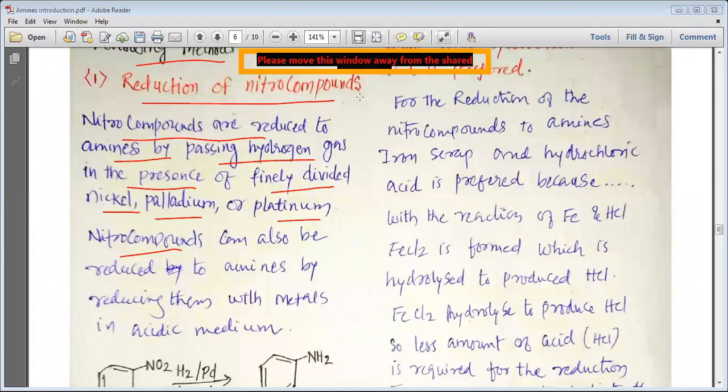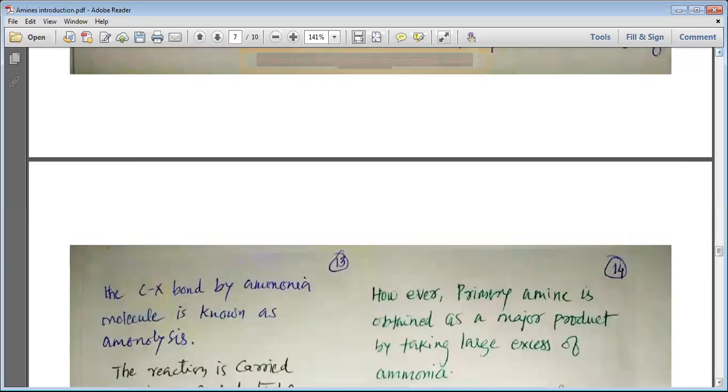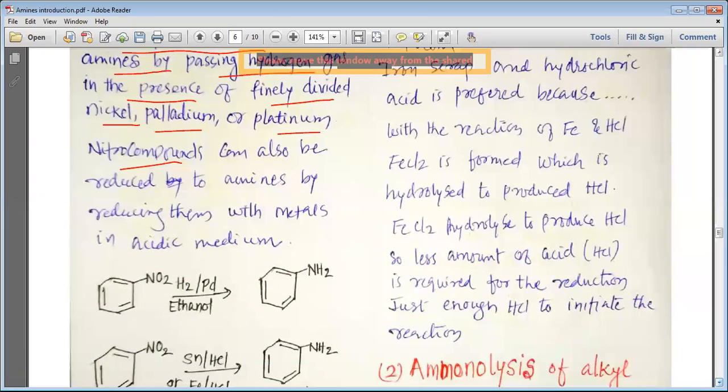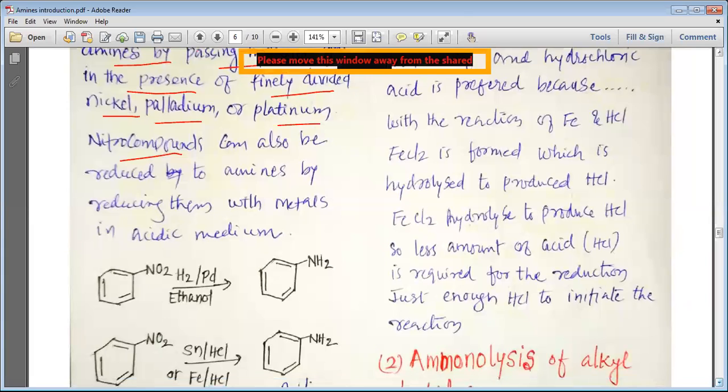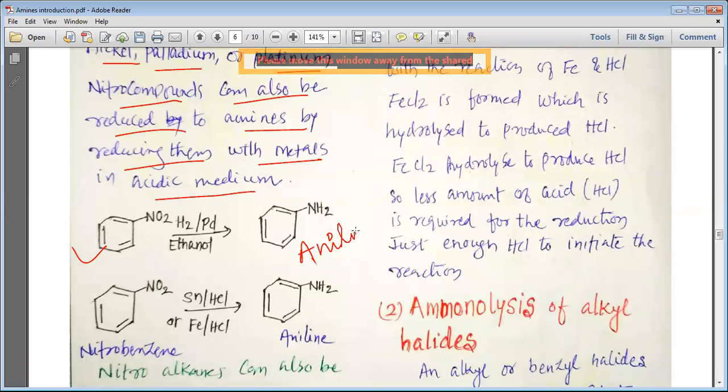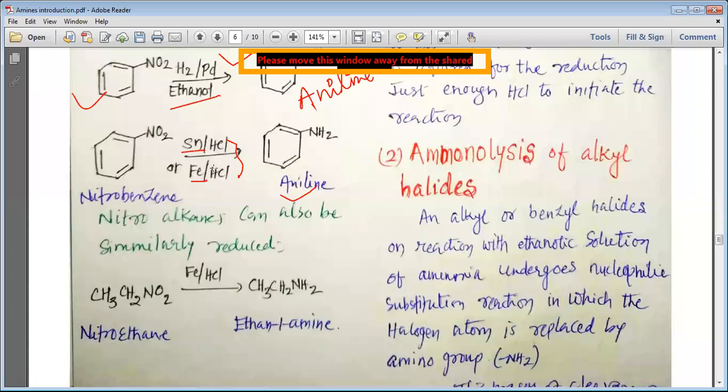Let's move forward. So these nitro compounds can be reduced to the amines by a catalyst like palladium and platinum. You can see here from this example very easily. Nitro compounds can also be reduced to amines by reducing them with metals in the acidic medium. So if you have nitrobenzene, you can convert it into aniline. And this is what you do either with hydrogen and palladium in the presence of ethanol. We can even use metals like tin and iron with the acid HCl, and that can also be used to convert the nitrobenzene to the aniline easily.